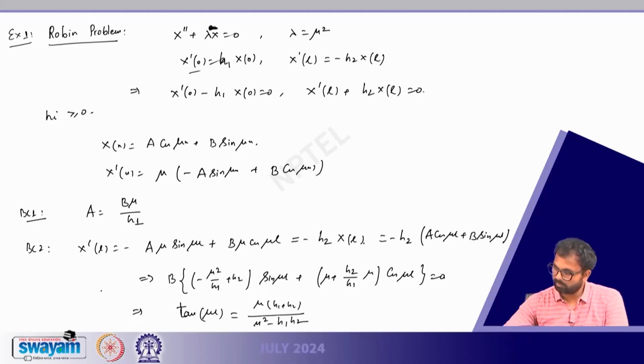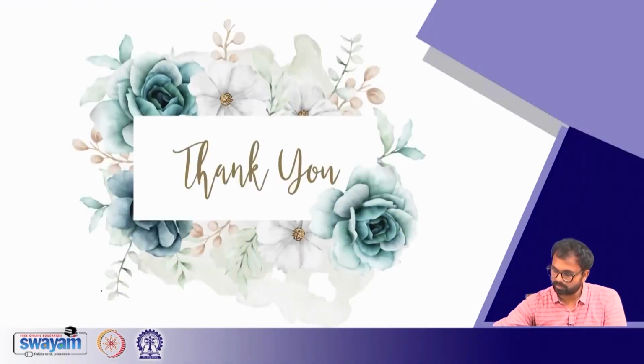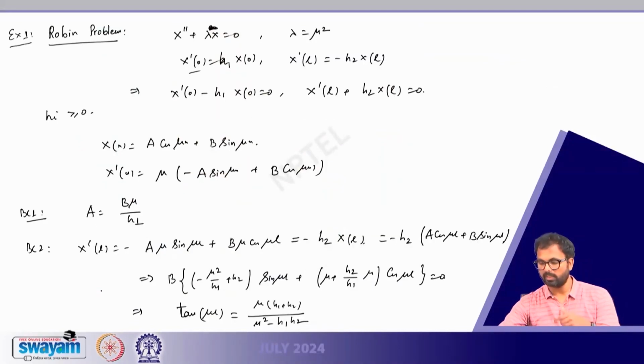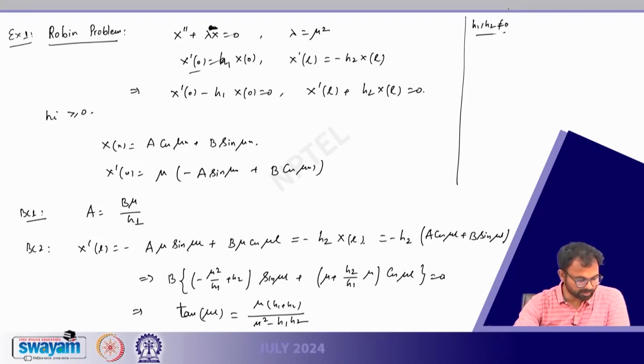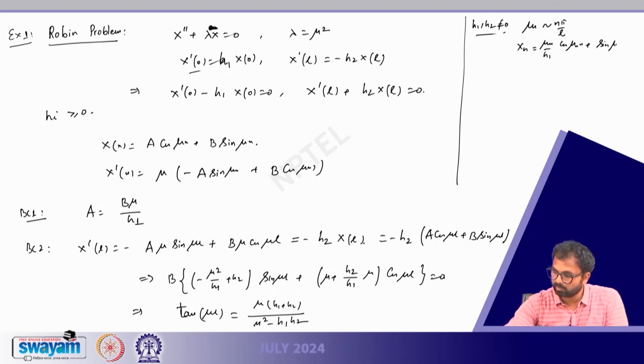Now we will have to consider three different cases. The first case is when h1 and h2 are both non-zero. Of course they are greater or equal to 0, but they are both non-zero. Then we will see that our mu n will be n pi by L, with n running from 0, 1, 2, 3 and so on, and our eigenfunction X n of x will become mu n by h1 cos of mu n x plus sine of mu n x.